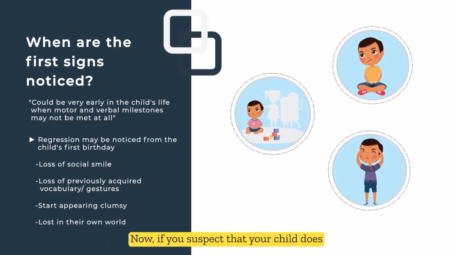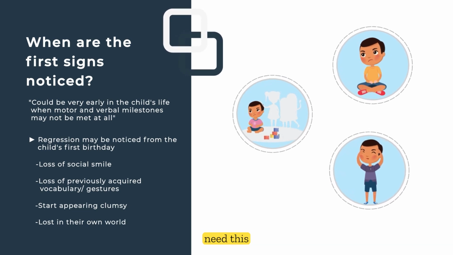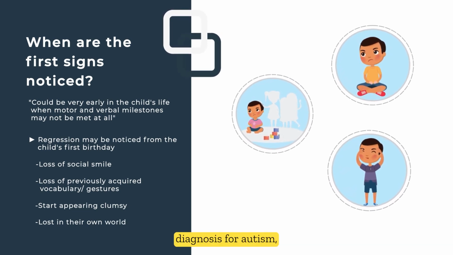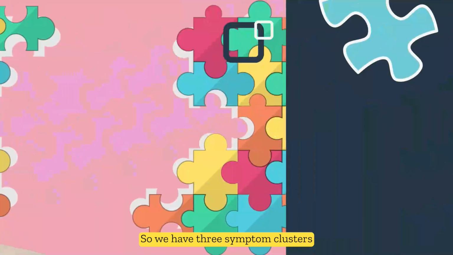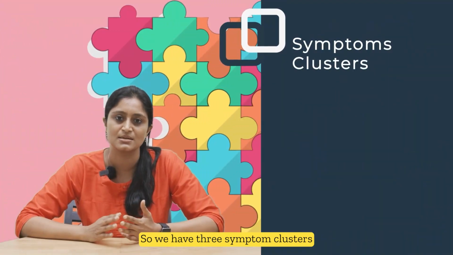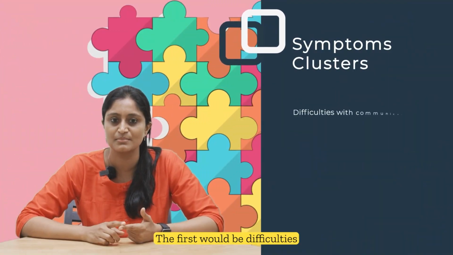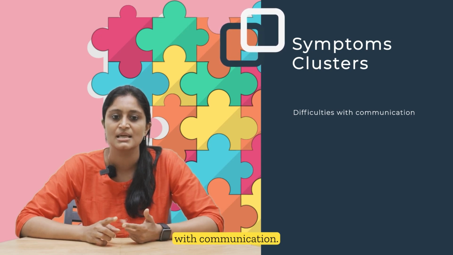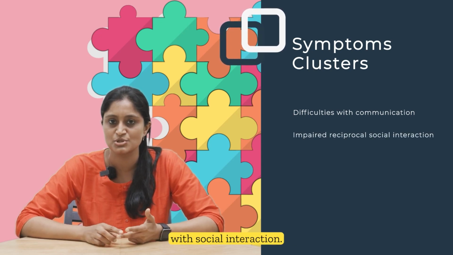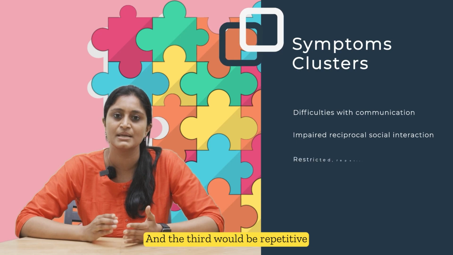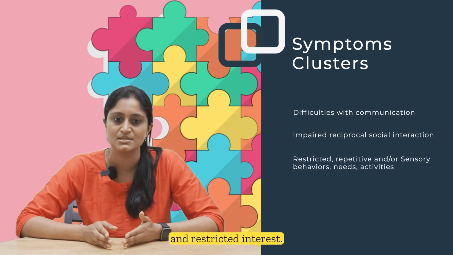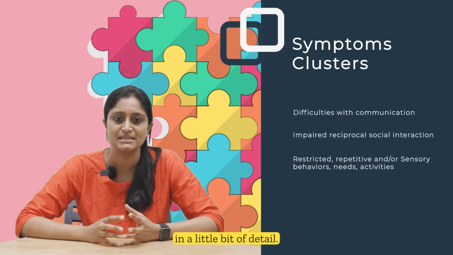Now, if you suspect that your child does meet the diagnosis for autism, what is it that you need to look for? So we have 3 symptom clusters that you need to look for. The first will be difficulties with communication, the second will be difficulties with social interaction, and the third will be repetitive and restricted interest. So let's go through this in a little bit of detail.